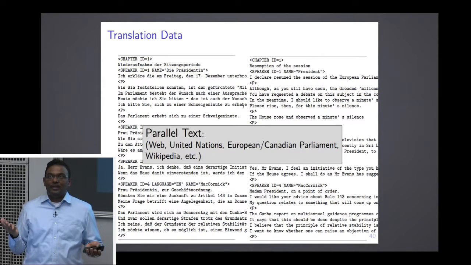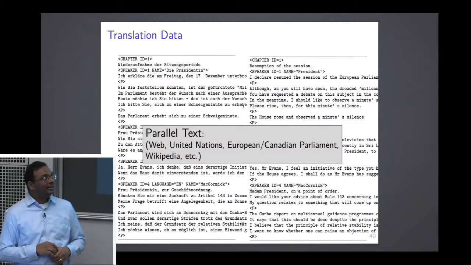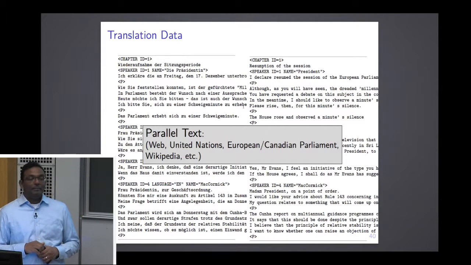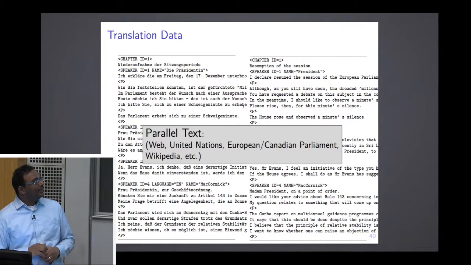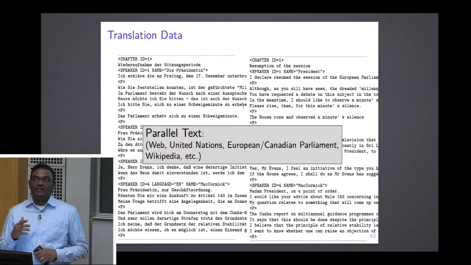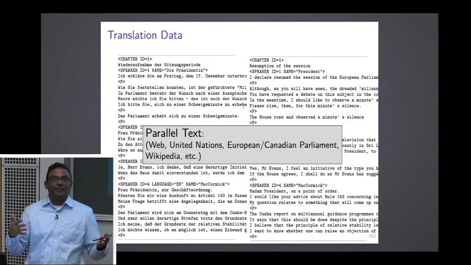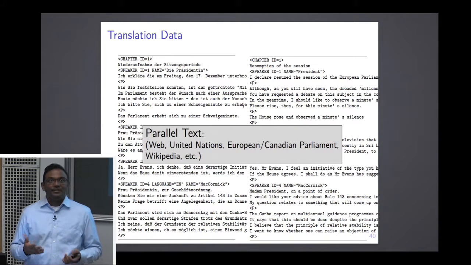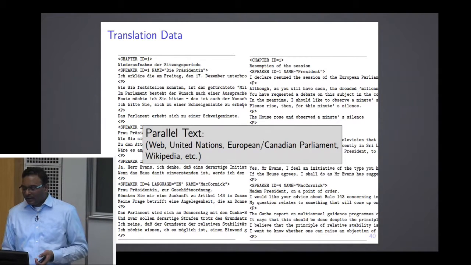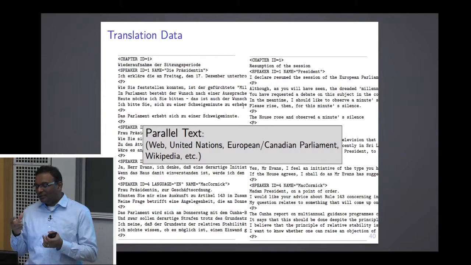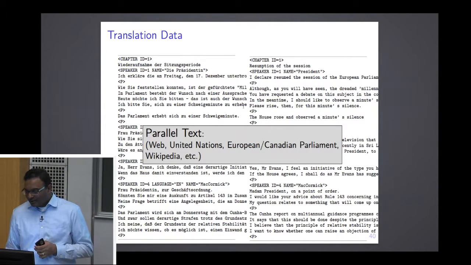It's widely available. You can crawl the web for parallel data. You can look at United Nations documents, European or Canadian Parliament documents. There's Wikipedia in different languages. So you often find parallel data out there in the wild, and we want to use it to build a translation system. I'll show you a few details about our translation system.